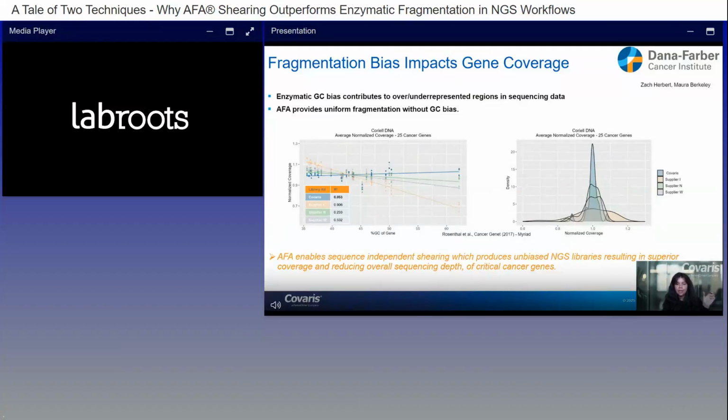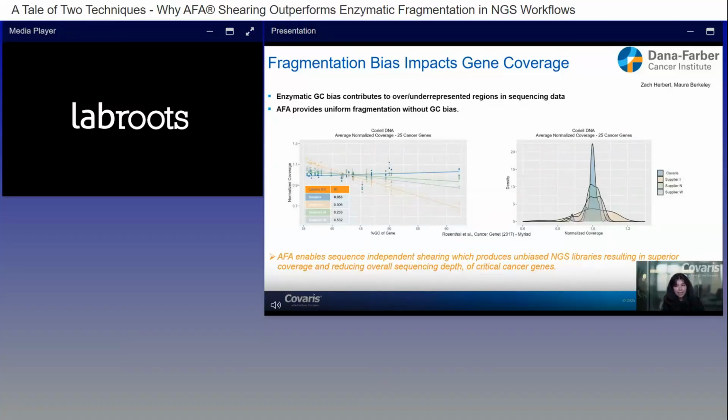So you can see that the really high number that you're seeing for the supplier in orange indicates a very strong relationship between coverage and GC content. On the other hand, the low number that we're seeing for Covaris indicates that there is no such strong relationship between the normalized coverage for a gene and its GC content.